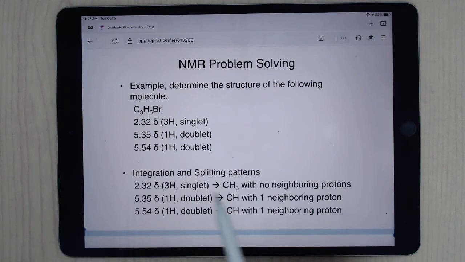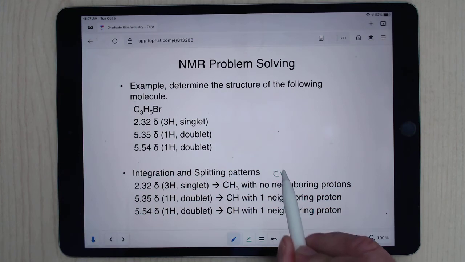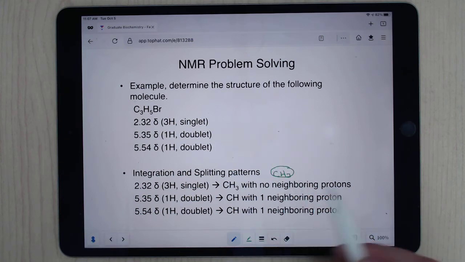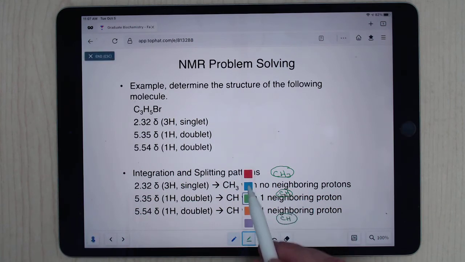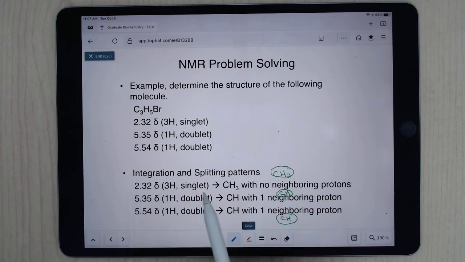The next thing you're going to want to do is take a look at the integration and splitting patterns. Usually what I'll do is say, okay, this first one is a CH3. This one here is a CH2, and I'll usually circle it so I know what signal I'm talking about. And this is a CH. Then you can use the splitting pattern to say, okay, what's next door?